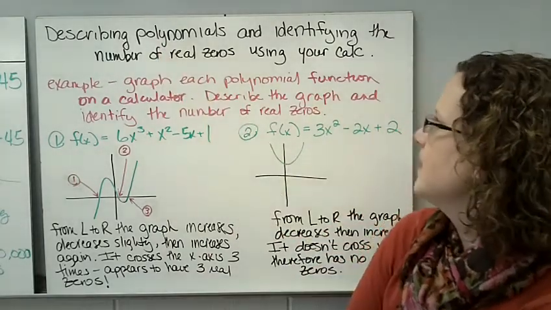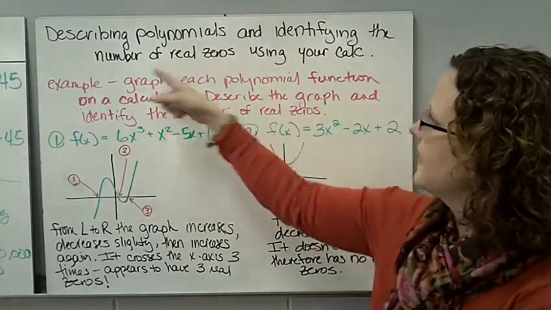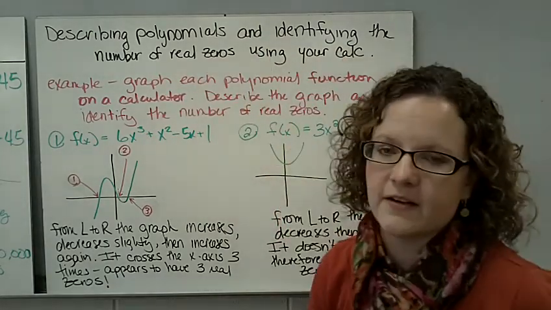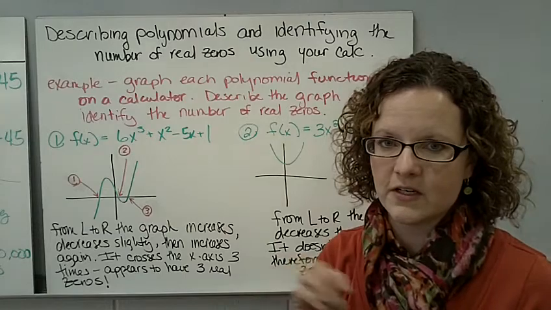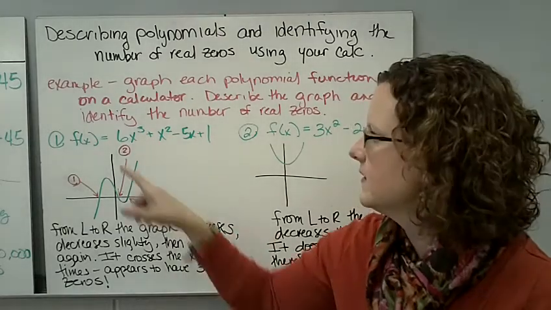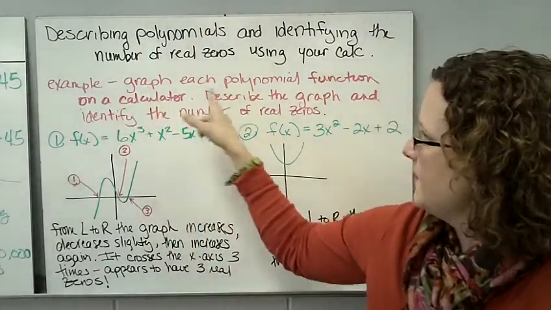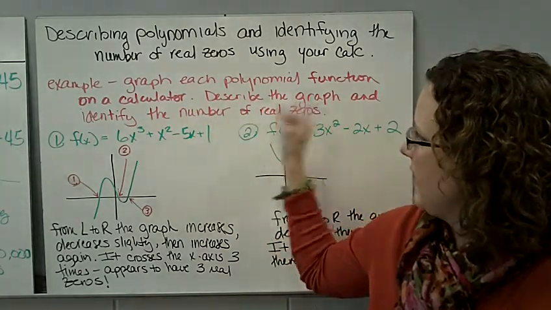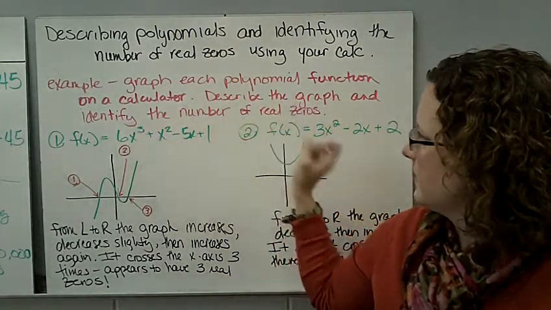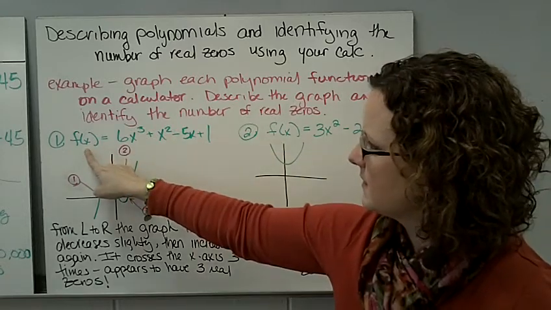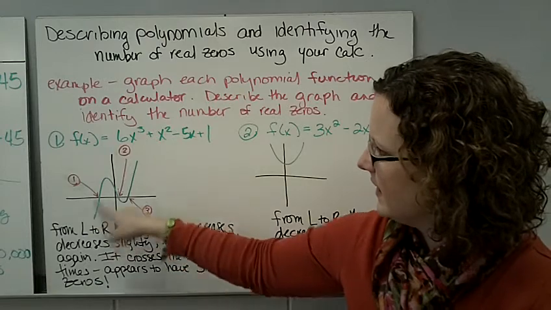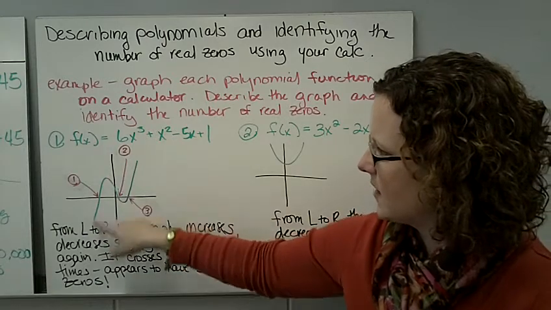Next we're going to describe polynomials and identify the number of real zeros using your calculator. So get your calculator out. We're going to be using the y equals function in the calculator and typing in the function. Example, graph each polynomial function on a calculator, describe the graph, and identify the number of real zeros. We first type this one in for y1 in our calculator and hit graph. And this green graph is what shows up.